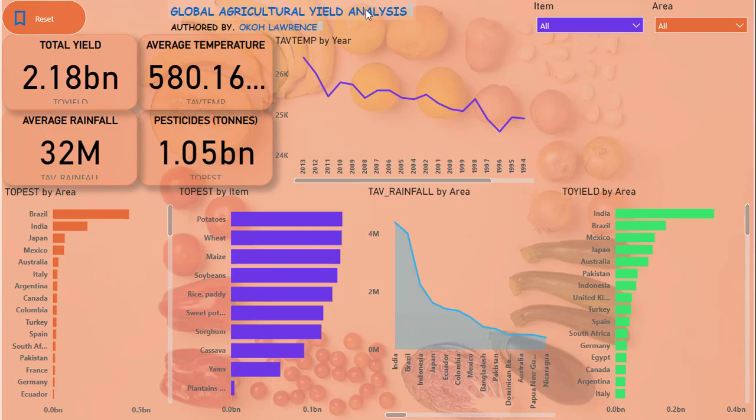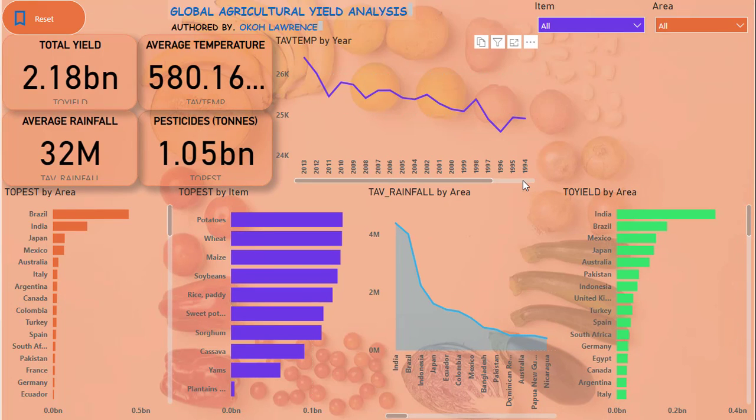The data is for agricultural yield, for the period of 1990 to 2013. So here we have the total yield, the average temperature, average rainfall, and pesticide. Here we have the total pesticides in tons by the countries, and the total pesticide in tons in terms of the product items.